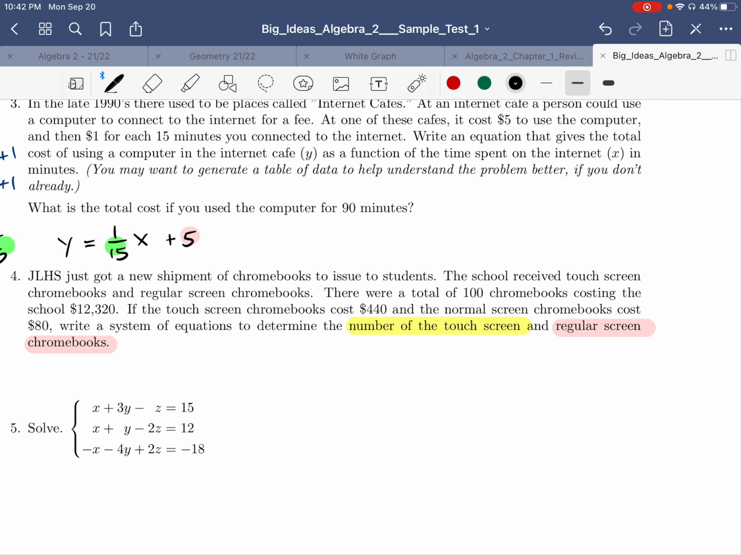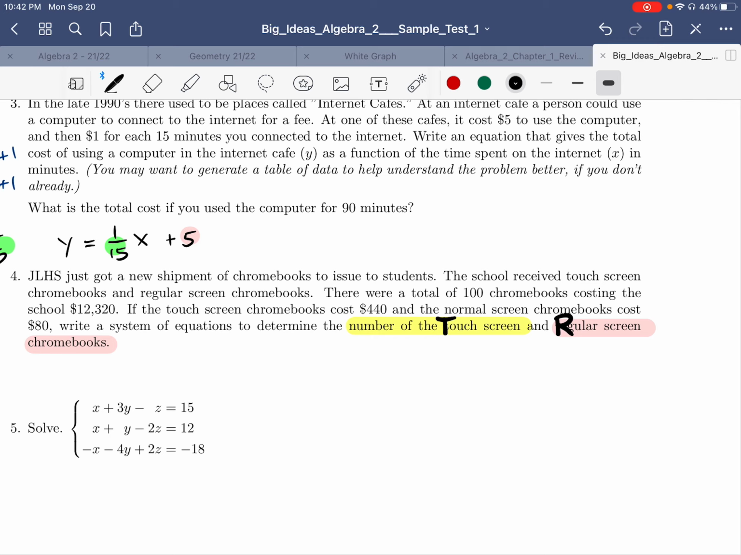Generally, the variables I like to use are the ones associated with these. So I would probably use T to represent how many touchscreen Chromebooks we're going to be using, and then I'd probably use R for the regular screen Chromebooks. So T stands for how many touchscreen we have, R stands for how many regular Chromebooks.